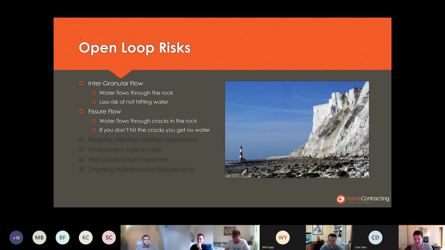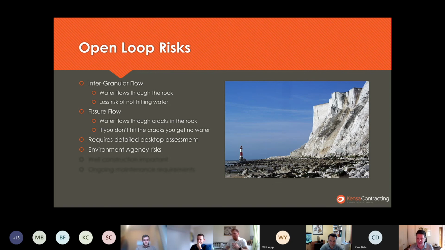And I had one project back in the day at contracting where we had to convert from open loop to closed loop late in the day because we just got nothing out of that first water well. So again, geological investigation can look at these types of things and assess what our risk is likely to be. So it requires a detailed desktop assessment. We've got Environment Agency risks.